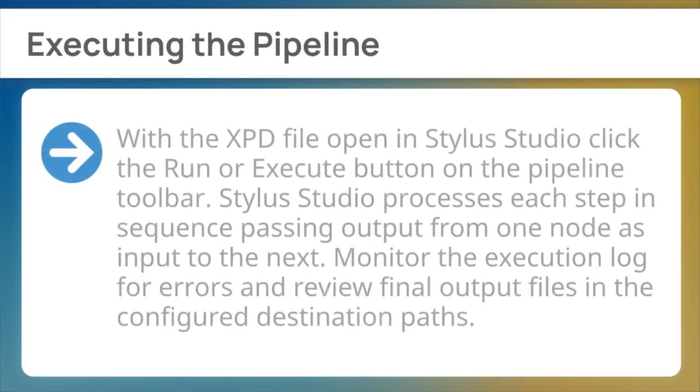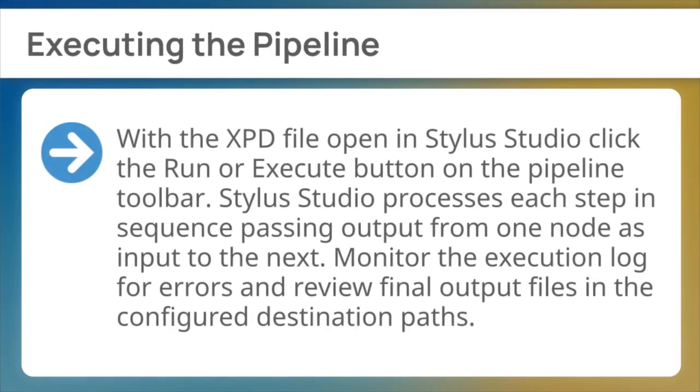Next, executing the pipeline. With the XPD file open in Stylus Studio, click the Run or Execute button on the pipeline toolbar. Stylus Studio processes each step in sequence, passing output from one node as input to the next. Monitor the execution log for errors and review final output files in the configured destination paths.